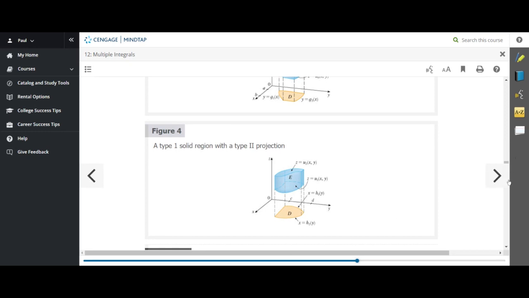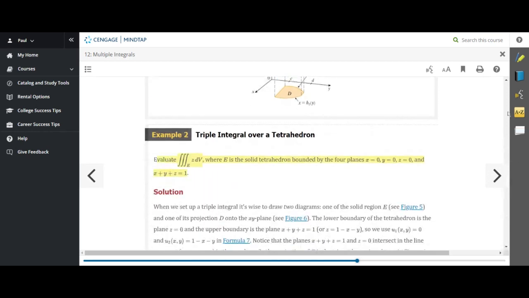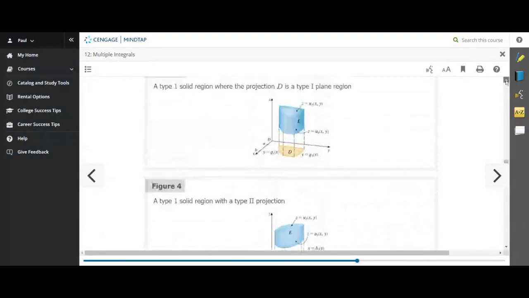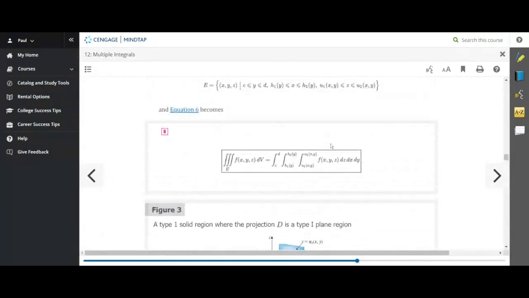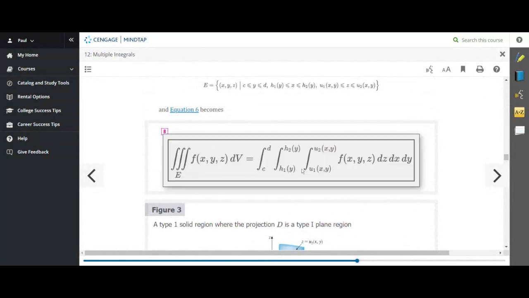And in this case, for figure 4 there, those would be the limits. So you see, you don't do dy dx, you do dx dy after dz. You do dx dy. So your knowledge from section 12.3 will come into play.